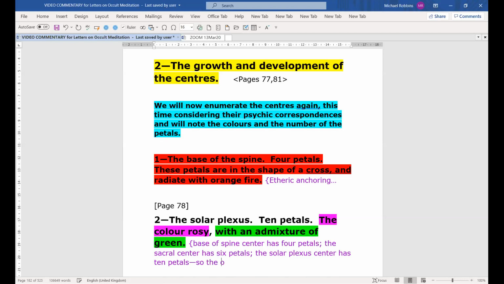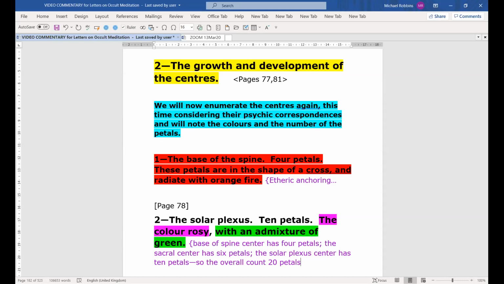So the overall count of these major centers is 20 petals. Now, the spleen is not considered a major center. All the other 3 are major. Base of spine, lowest, first ray. Sacral center, medium, third ray, the home of the mental elemental before we begin to really use it in a more abstract manner.